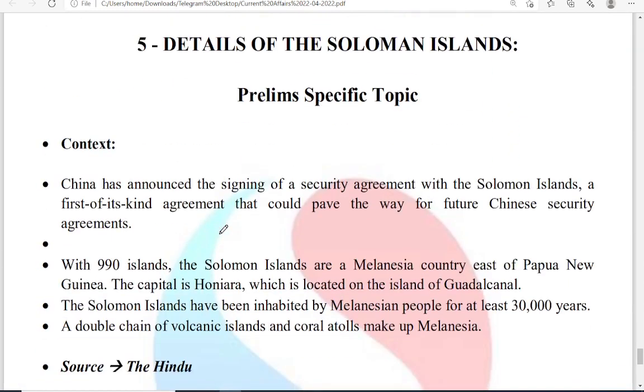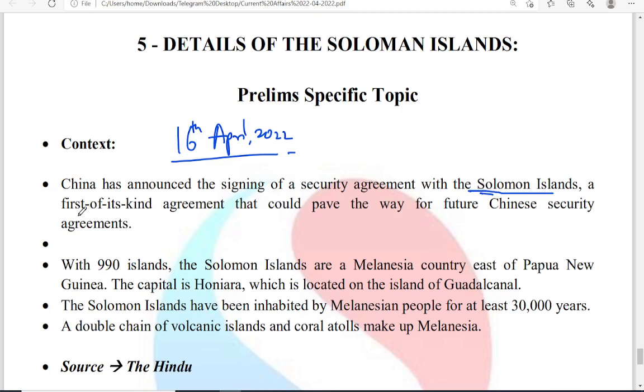And the fifth concept for the day is the details of the Solomon Islands. This particular topic was already discussed in detail on 16th April 2022 and the video has been posted on our site, so please refer to it for the complete details. However, here we can say that earlier it was only rumors, that some information had been leaked that China was going to sign an agreement with the Solomon Islands. But now China itself announced openly that its security agreement is getting into practice with the Solomon Islands.